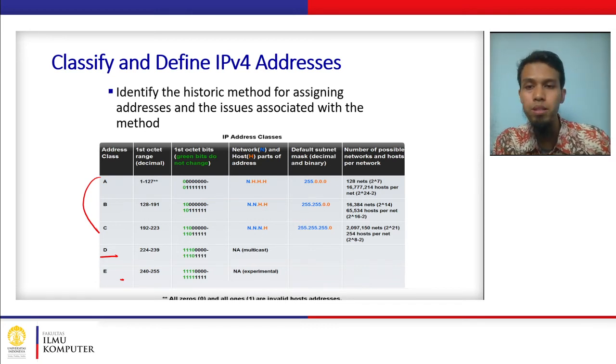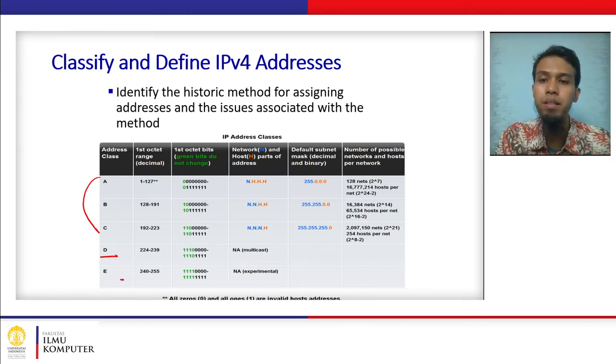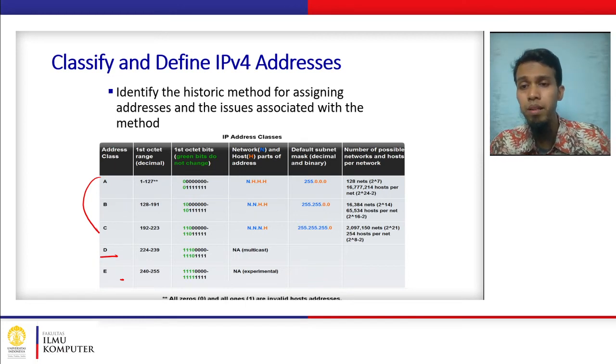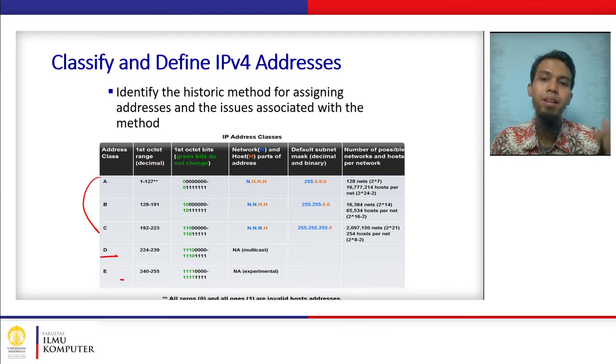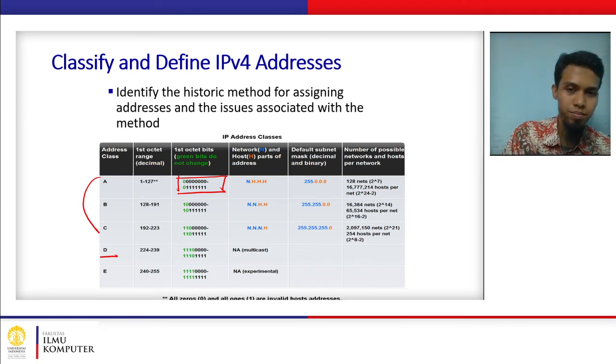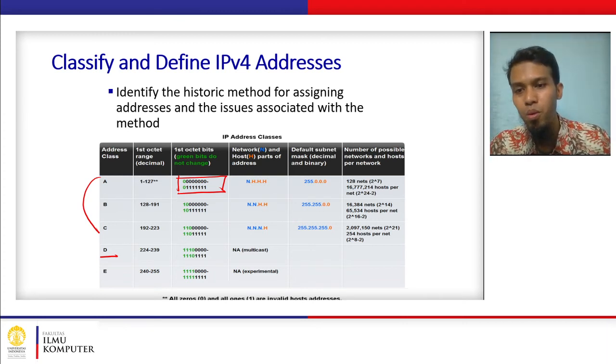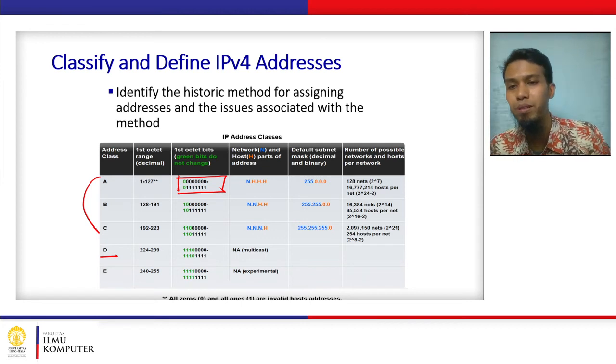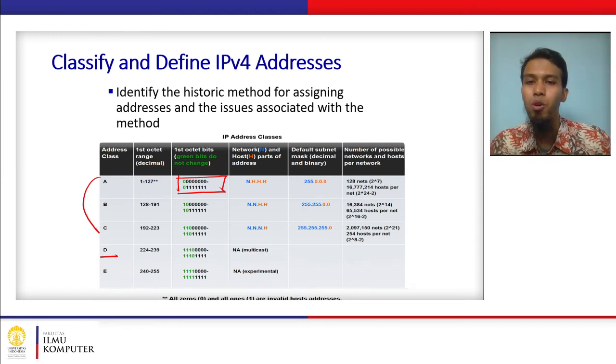Okay, so we only talk about the first three classes. Class A is the IP address that ranges from 1.x.x.x up to 127.x.x.x. If we look at the first octet, it starts from 00000001 up to 01111111, all ones.